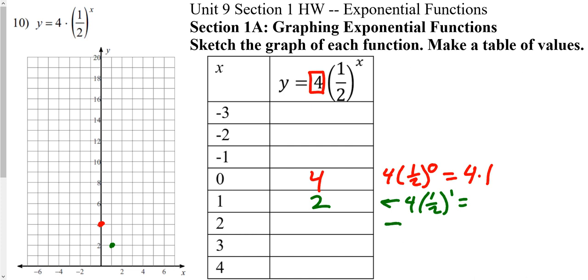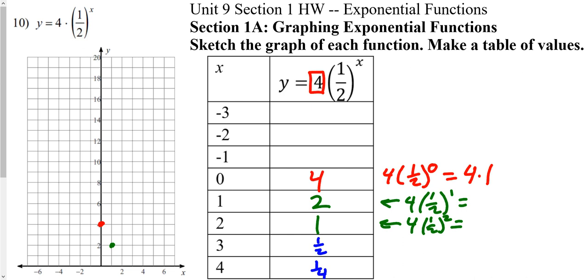And then when we do this one here, it would be 4 times 1/2 to the second, which, using your calculator, doing it by hand, or doing it online through decimals, doesn't make a difference, you get 1. If we go ahead and try 3, we would get 4 times 1/2 cubed, we get 1/2. And then if we try 4, we get 4 times 1/2 to the 4th power, and we get 1/4.